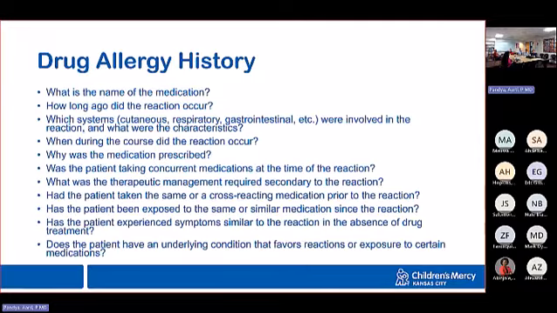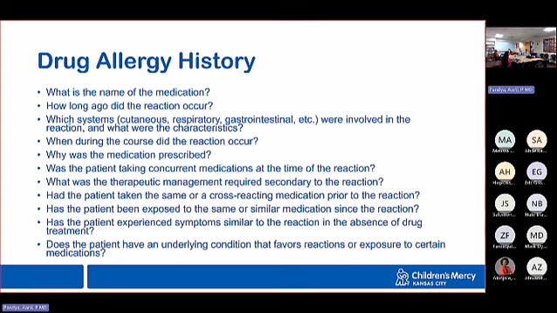Okay, how do I diagnose drug allergy? This slide is your takeaway. These are the important questions we should be asking. What's the name of the medication? How long ago did the reaction happen? What systems were involved? When during the course of the medication did the reaction happen? Why was the medication prescribed? Was the patient taking concurrent medications?